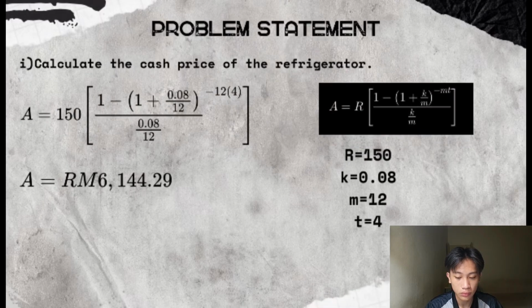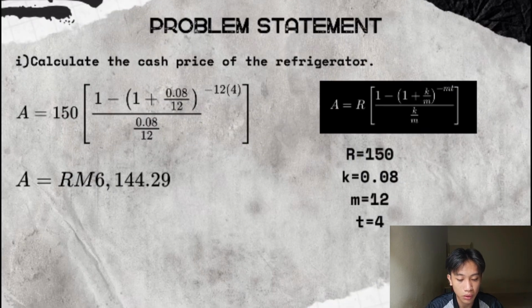So, for question 1, calculate the cash price of the refrigerator. For this question, I will be using this formula. R equals 150, K equals 0.08, M equals 12, T equals 4.